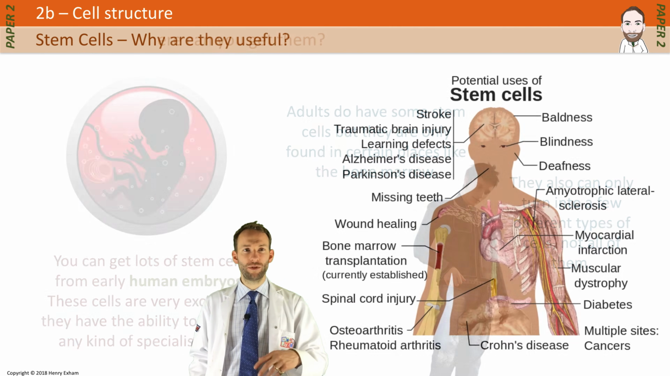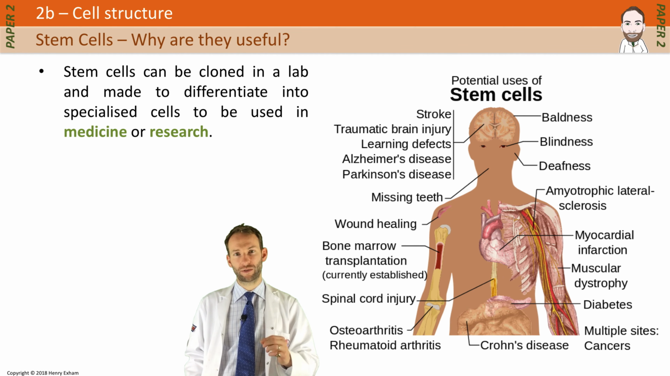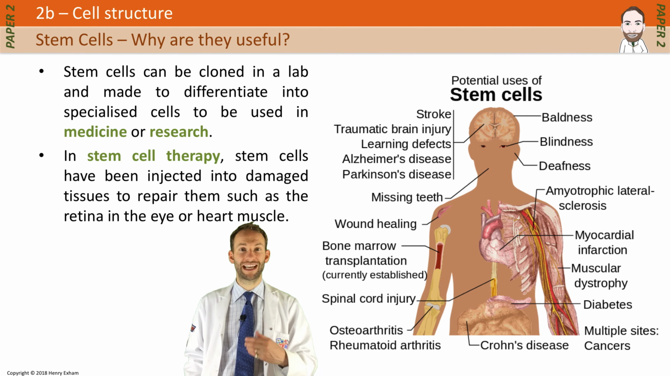Why are they useful? Why would we be interested in finding these cells and getting these cells? Why are stem cells helpful? Well, what you can do is you can take them back to a lab and you can clone them. You can get lots more of them. And then you can start to get them to differentiate and specialize into whatever type of cell you want. And you can use those in medicine or for research. So you might use them in medicine to actually treat people. This is what we call stem cell therapy.